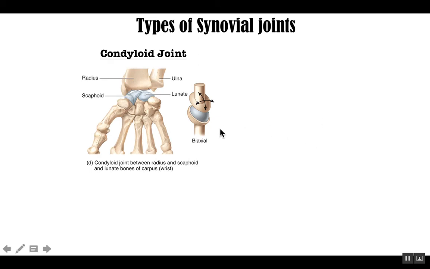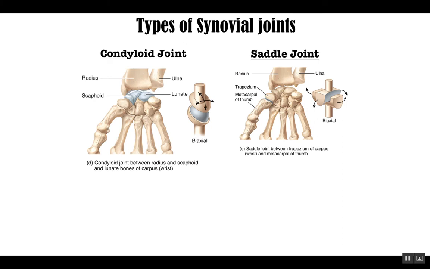And this is a condyloid joint formed between your radius, which at the distal end has an oval-shaped concavity, and your scaphoid and lunate. Your scaphoid and lunate form this oval shape. So you can do a lot of things at that joint. You can flex it, you can extend it, you can move it away from the body or abduct it, you can move it towards the body or adduct it. You can move your wrist in a circle, which is called circumduction. But the one thing you cannot do is rotate at this joint.